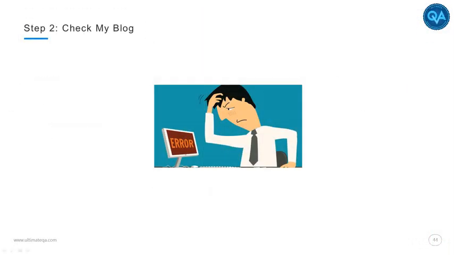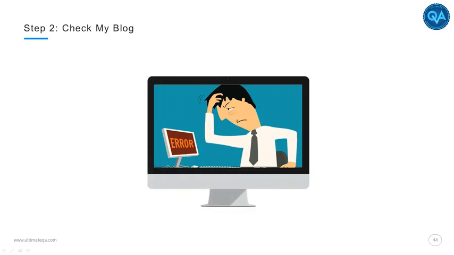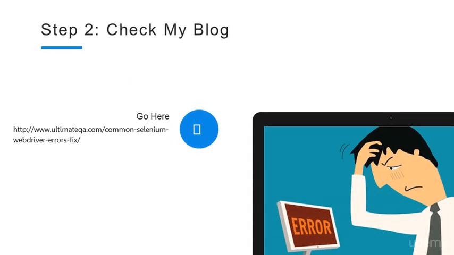If none of those work, step number 2 is to check my blog. I've been doing this for a number of years now, and I've received the same questions over and over. So what I've done is created a blog post that contains the common Selenium WebDriver errors. So if you go to that URL, you'll be able to find a bunch of common Selenium WebDriver errors and how to fix them. If you don't want to remember that URL, you can just as easily go to my website and search for the string Selenium errors. It's going to pull up the blog post. Let me show you what I mean.